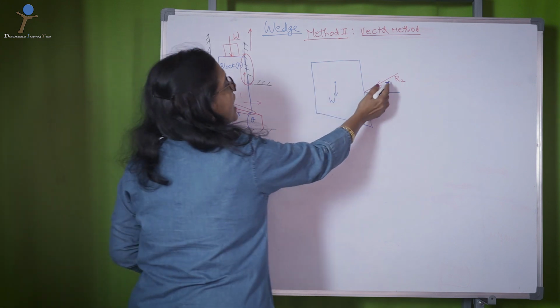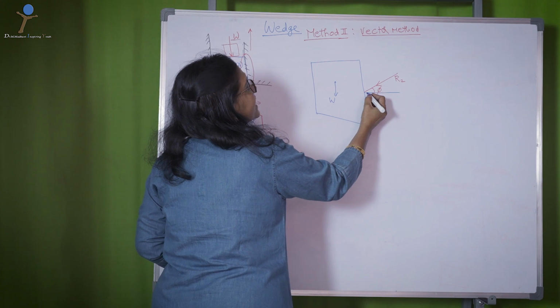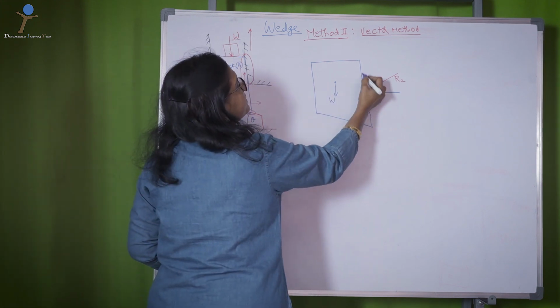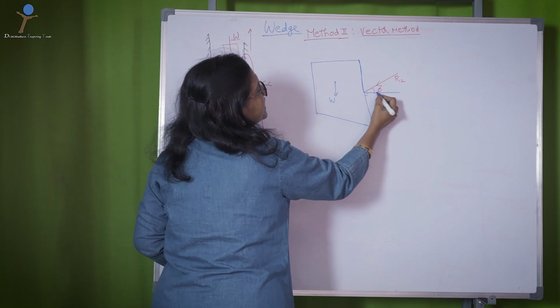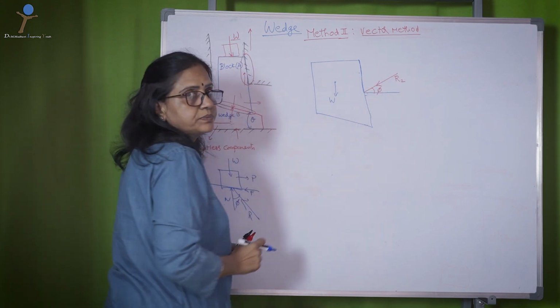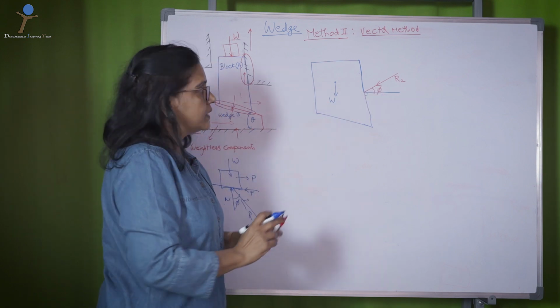So I am using now R2, which is acting at an angle phi with the normal reaction, whereas your frictional force will be in this direction, normal reaction in this direction. The resultant of these two would be R2. So I am just replacing those two with R2, right?